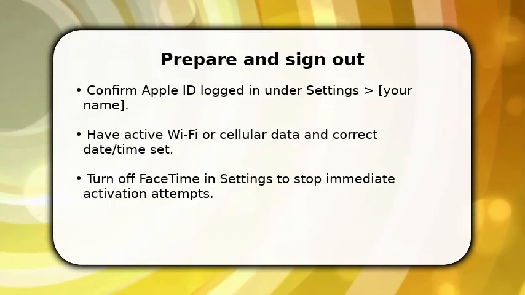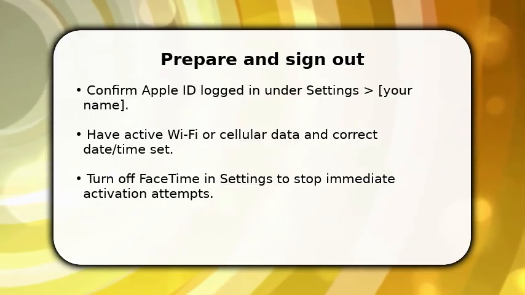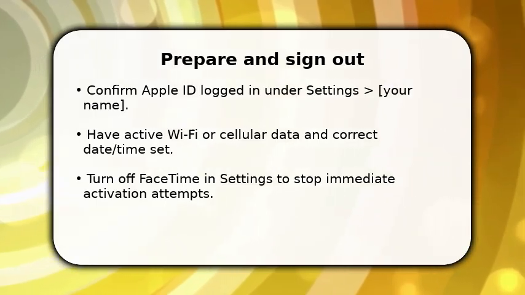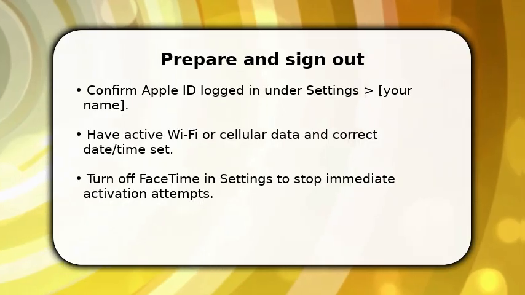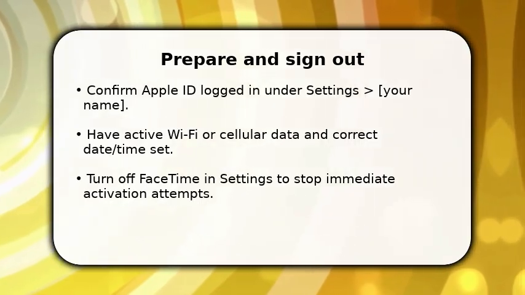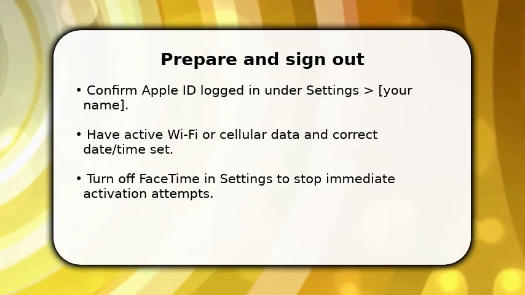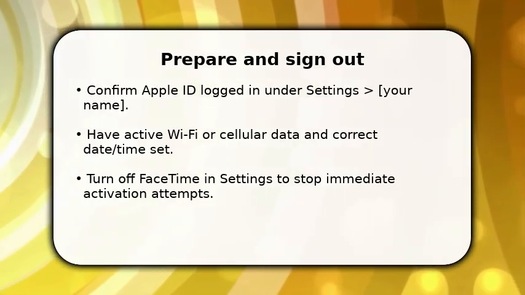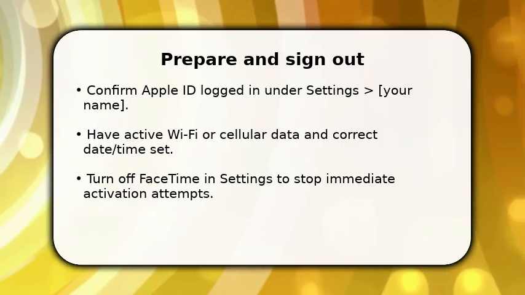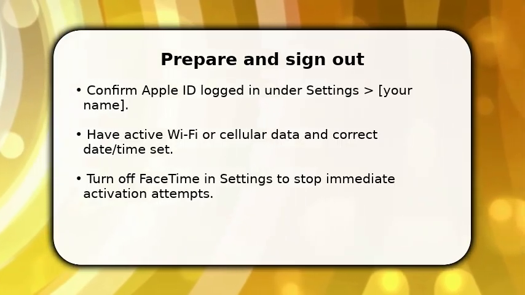You start by stopping new activation attempts. Open Settings and tap FaceTime, then toggle FaceTime off. Make sure your Apple ID is signed in under Settings so you can sign out if needed. Once done, check date and time and enable Set Automatically to avoid activation errors.